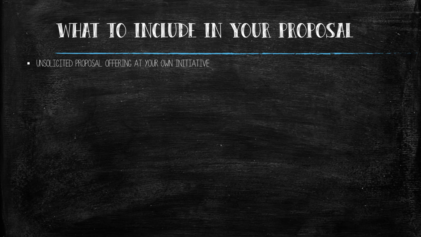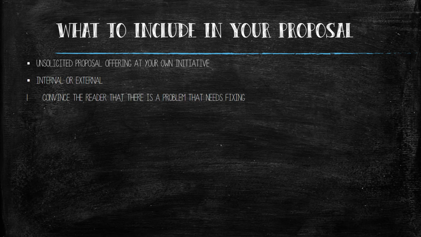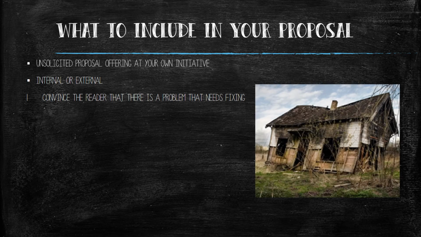If you have decided to write a proposal focused on your career, you may choose to write either an internal or external proposal. Refer to your readings for more details on this. The first thing you'll need to do is convince the reader that there is a problem that needs fixing. Using one of our examples from earlier, you could describe the ugly houses that are turning your neighborhood into an eyesore and show the reader what might happen if the problem continues to be ignored.